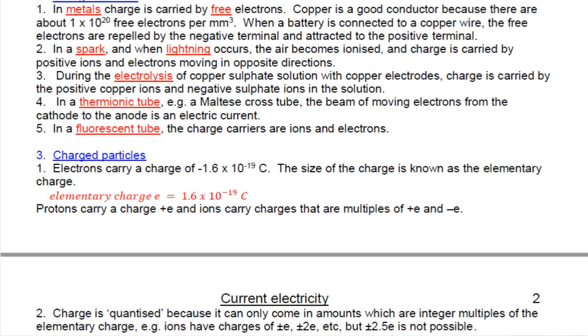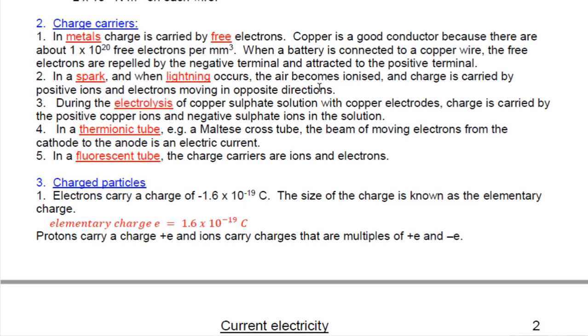Right, charge carriers. In metals, charge is carried by free electrons. Copper is a good conductor because there are about 1 times 10 to the power of 20 free electrons per cubic millimeter. When a battery is connected to a copper wire, the free electrons are repelled by the negative terminal and attracted to the positive terminal.